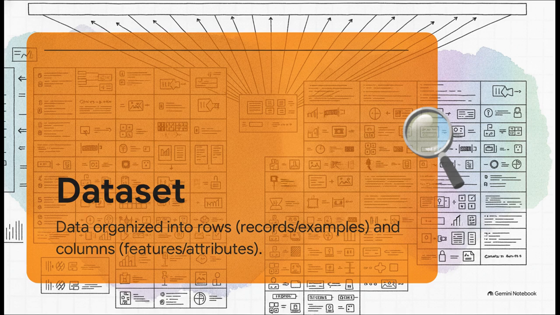Honestly, think of it like a massive recipe book for your AI. It's organized into rows, which are the individual recipes or examples, and columns, which are your ingredients or features. Without this foundational layer, the absolute most advanced algorithms in the world have nothing to learn from. And the critical thing to remember here is that the quality, the size, and the diversity of this collection determines the absolute ceiling of your model's performance. It is the hard limit of what your AI can achieve.